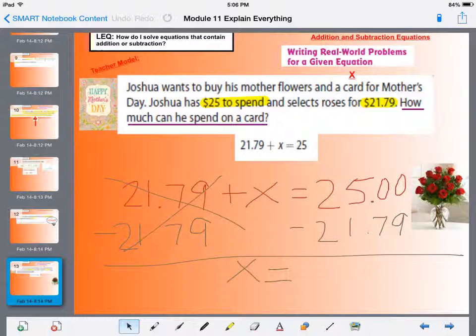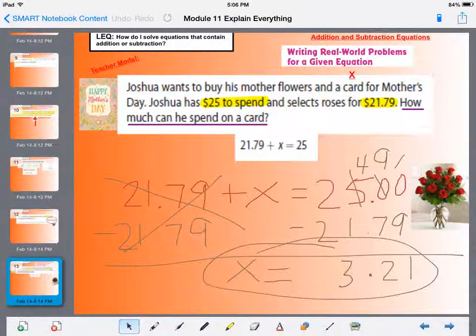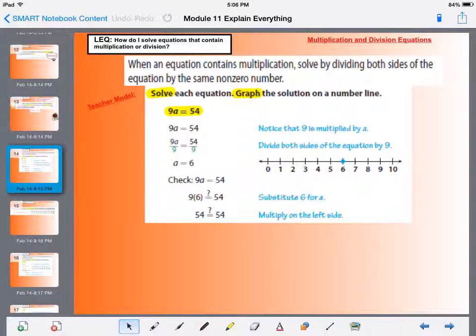So once I borrow from him, he becomes a 9 because I attempted to borrow from him. So 10 minus 9 is 1. 9 minus 7 is 2. Line up my decimal points. 4 minus 1 is 3. So Joshua can spend $3.21 on a card.